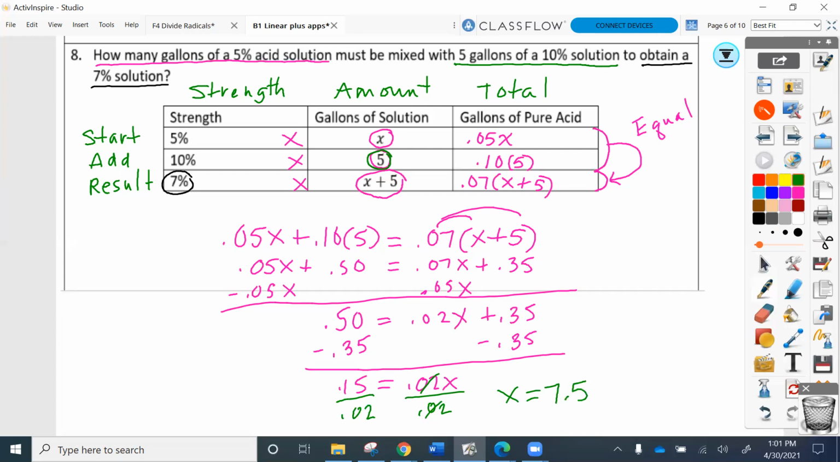So in some of the problems, I'll fill in some of the data for you, and in some of the problems you'll have to fill in your own data. So let's answer the question, which was how many gallons of a 5% acid solution, right? And that would be this X, right? You just solve for that, so your answer is 7.5 gallons.